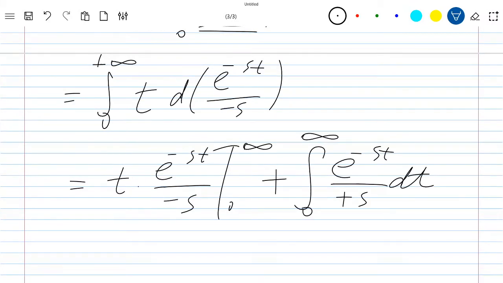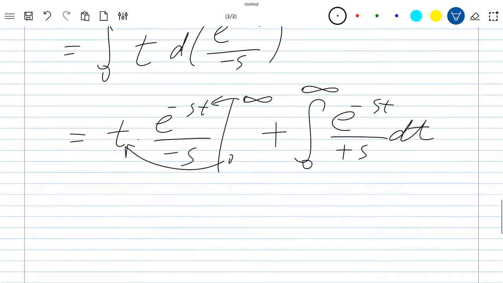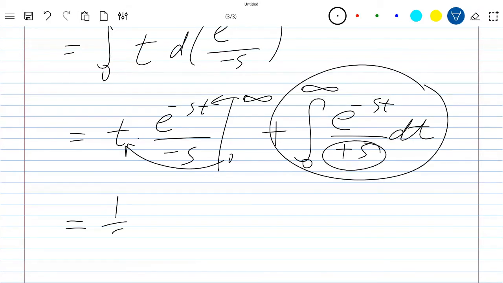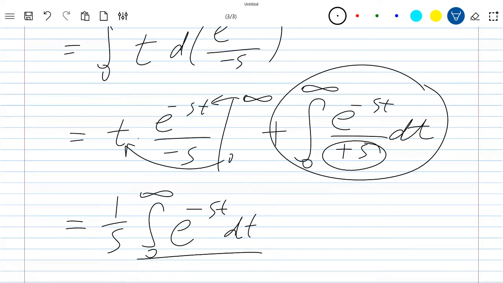And if you plug in infinity here, you get 0 for large s, and plug in 0 here, you also get 0 for t equals 0. So you only get the second term. And what is that? You see the s is constant. You can factor that. Okay, and guess what? This is something we have just done, like 5 minutes ago. So this is 1 over s times 1 over s, get 1 over s squared.